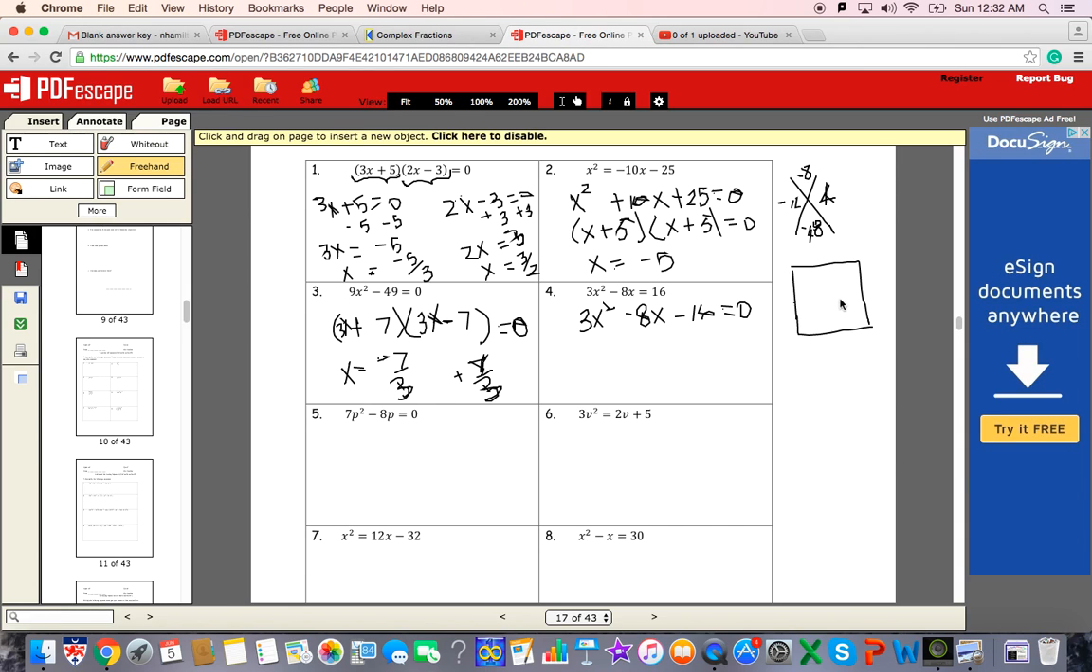All right. So once you have your diamond, time to create your box. So in your box, in the top left hand corner, you put our a value, which is 3. Bottom right, you put the c value, which is -16. And then these two values go anywhere over here. Doesn't matter which one goes where. I'll put -12 here, but I could have put 4. I'll put 4 here.